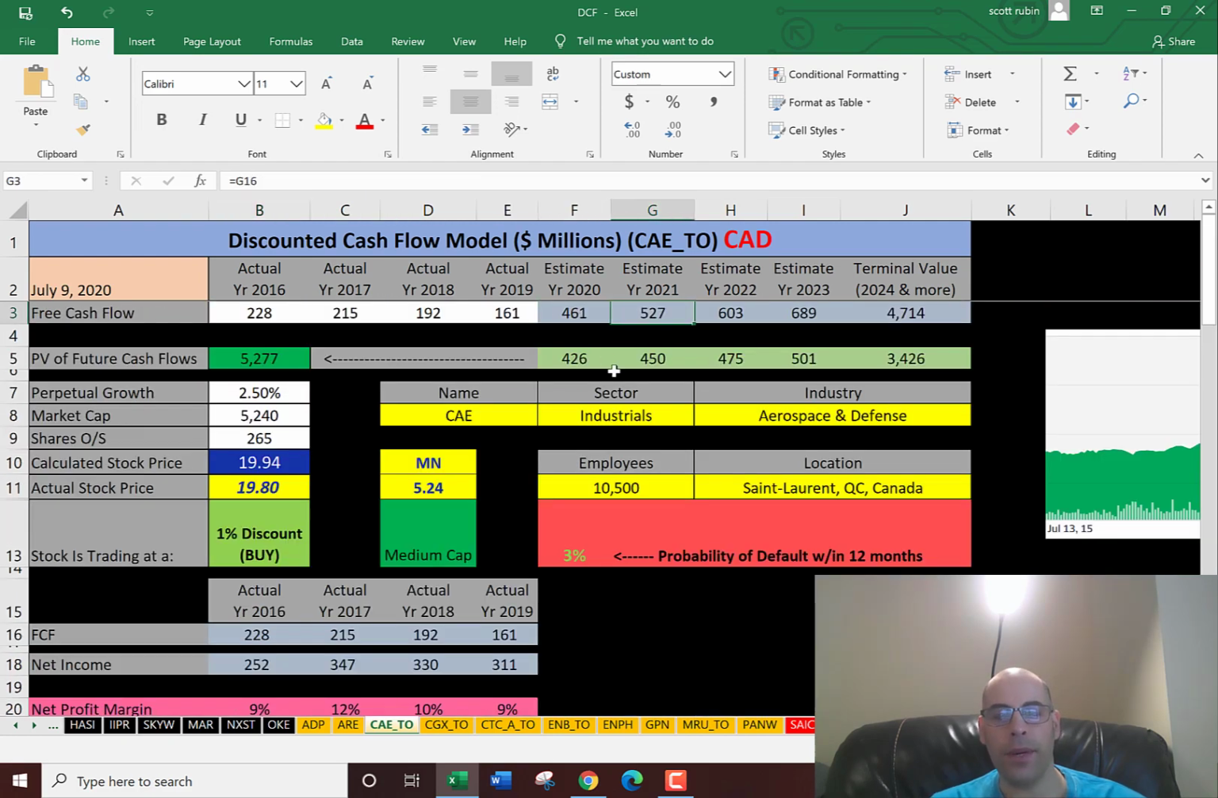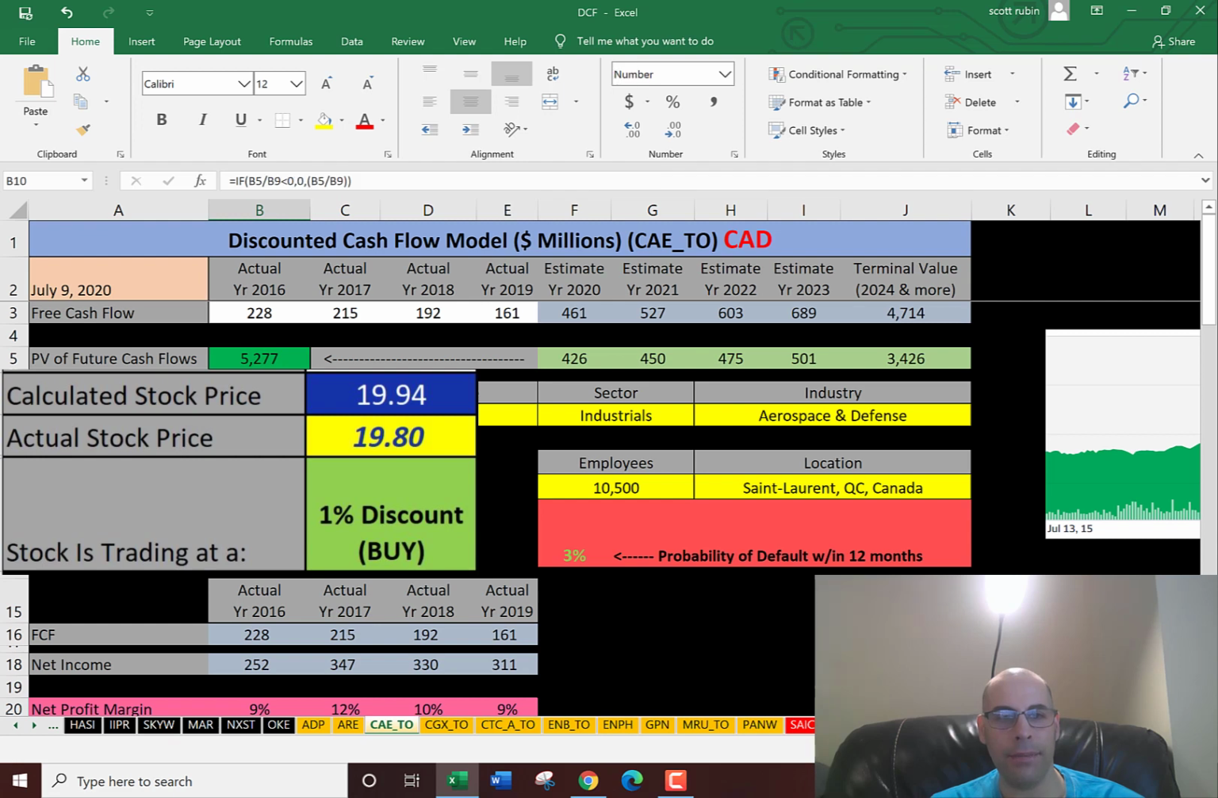So we estimated 4 years of future free cash flows. We also did a terminal value, which is all years past year 4. We discounted those numbers back to today using the weighted average cost of capital. And we get a value of the company of $5 billion. We divide that by 265 million shares. And we get an intrinsic stock price at $19.94. They're trading at $19.80. So they're trading at a 1% discount. It's a buy according to the model, but it's really close. It's amazing how close my calculation is. So I'm saying the stock is actually worth $19.94 and it's trading almost exactly at that price.